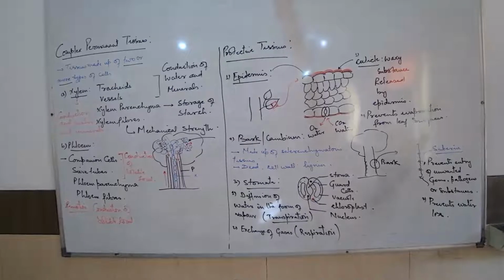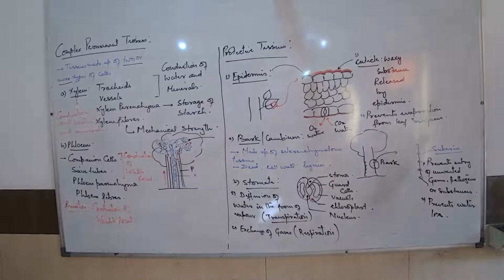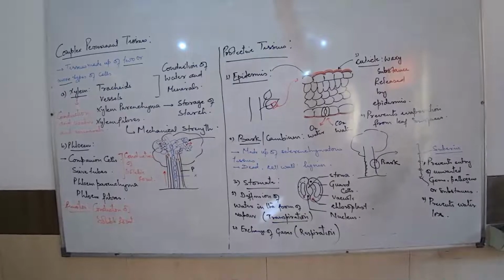Next is: the stomata performs essential processes such as photosynthesis and respiration. Full stop. Don't write functions, write processes. Justify.